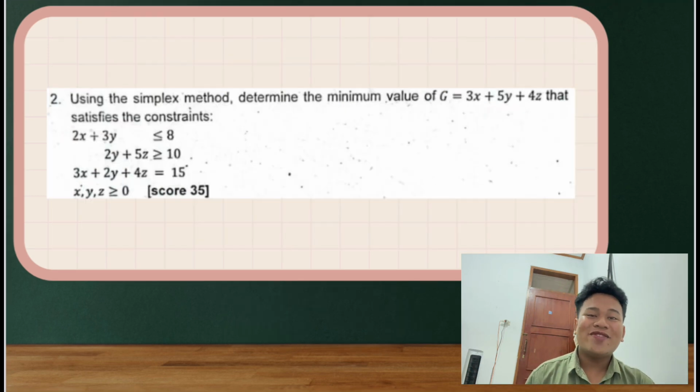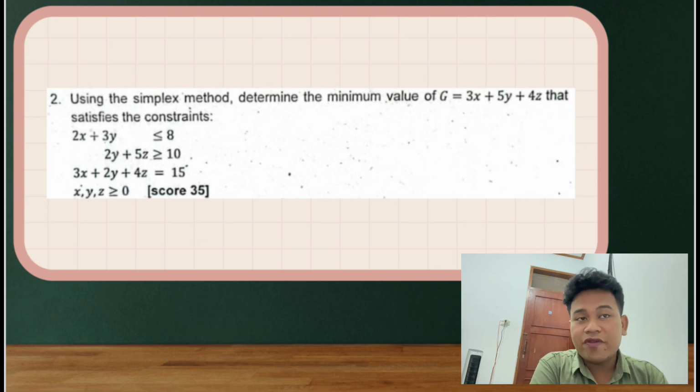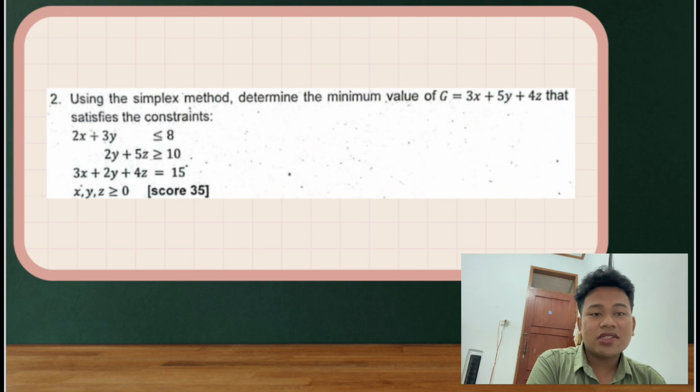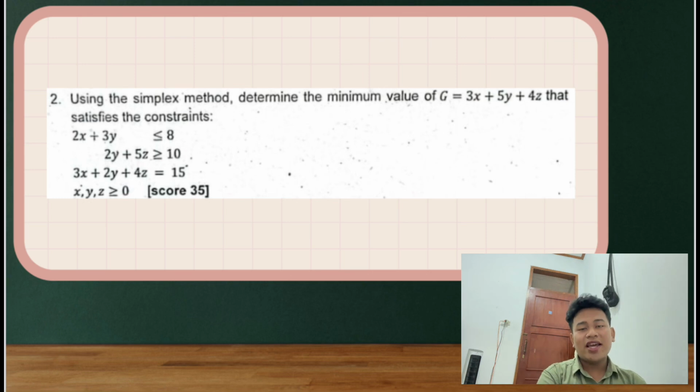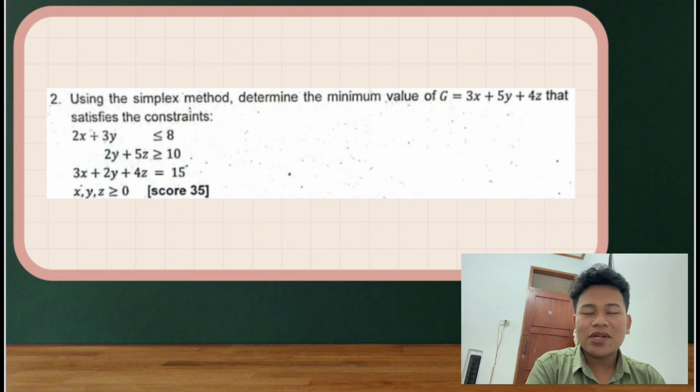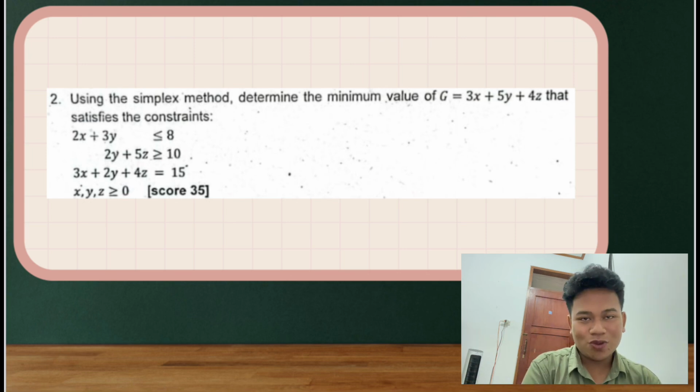Okay, and then we go next to the second equation. The question is: using the simplex method, determine the minimum value of g = 3x + 5y + 4z that satisfies the constraints 2x + 3y ≤ 8, 2y + 5z ≥ 10, and 3x + 2y + 4z = 15, and x, y, z ≥ 0.